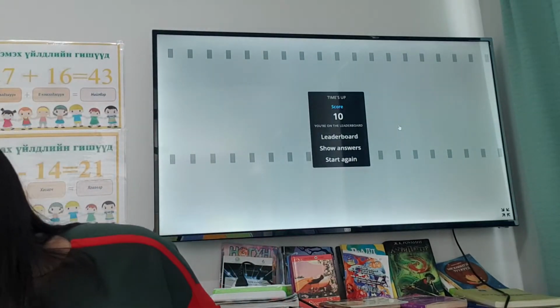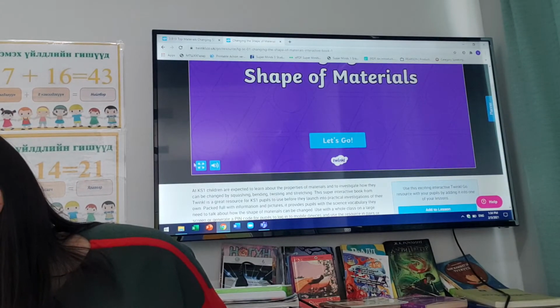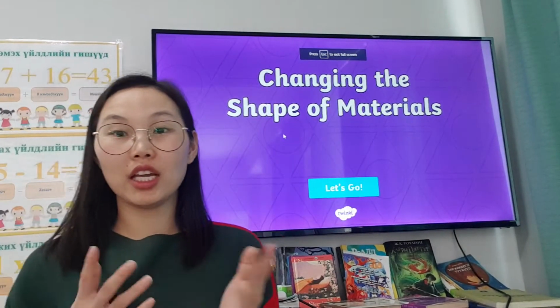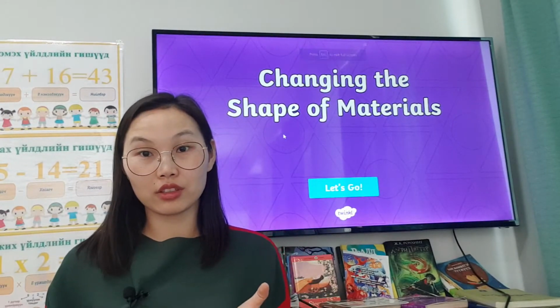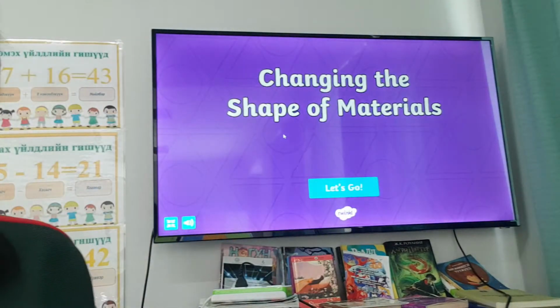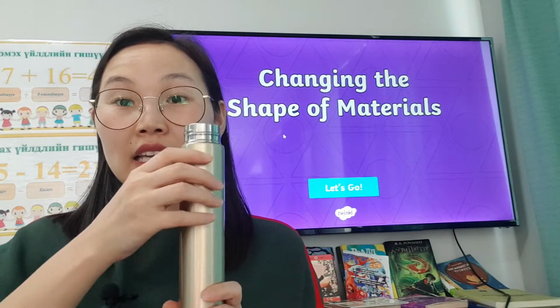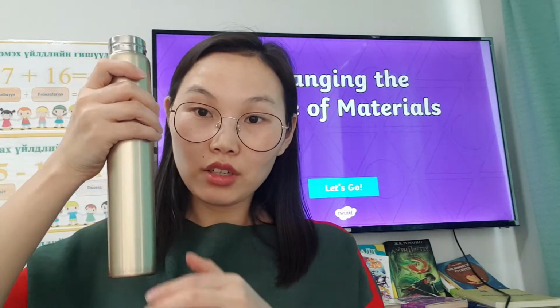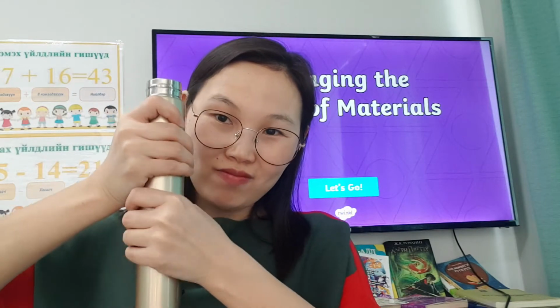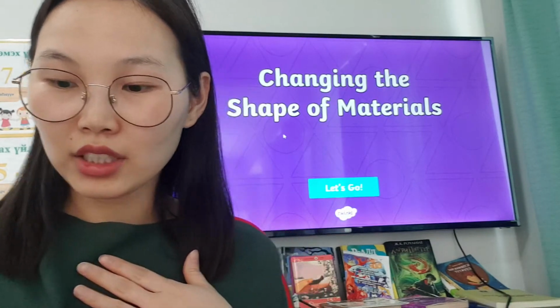Now, let's move on to today's lesson. Today we will be learning about changing the shape of materials. So, last time we learned about metal material, right? Metal. Can I change the shape of this object? No, I can't really, right? So let's check with another object.